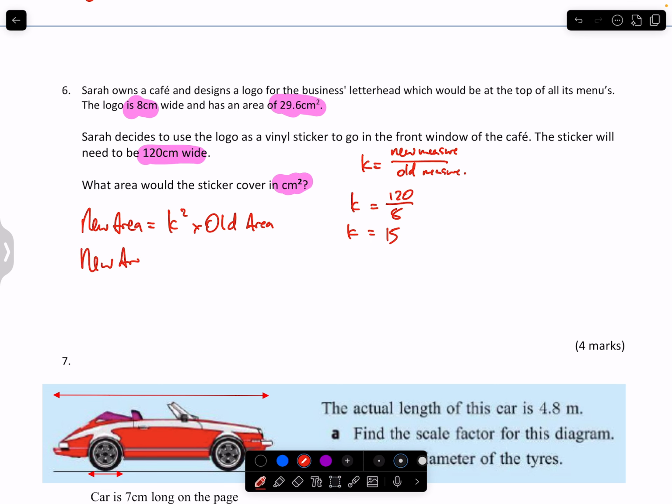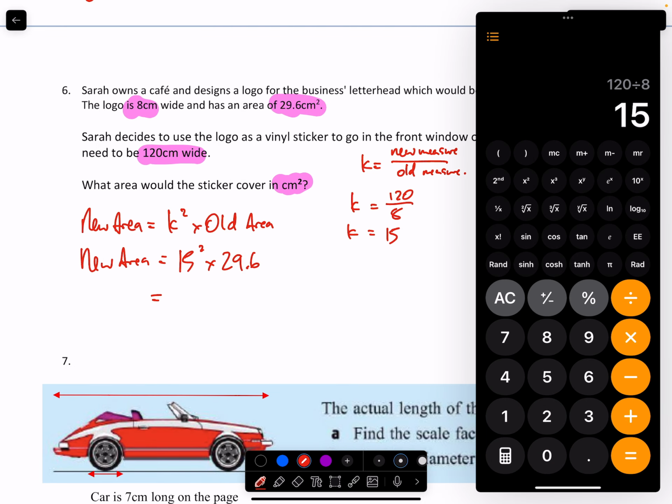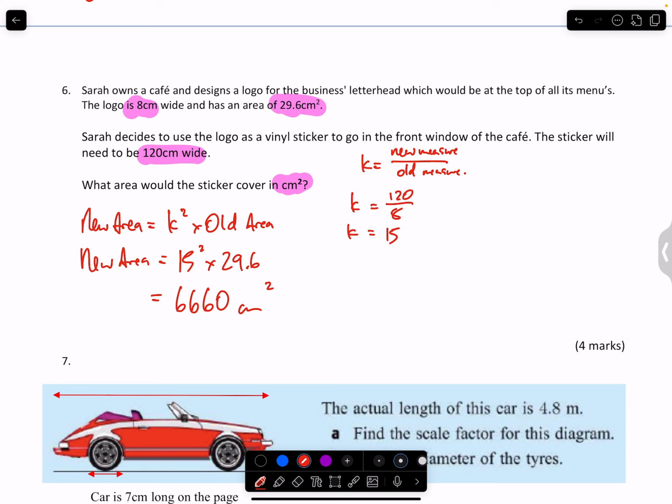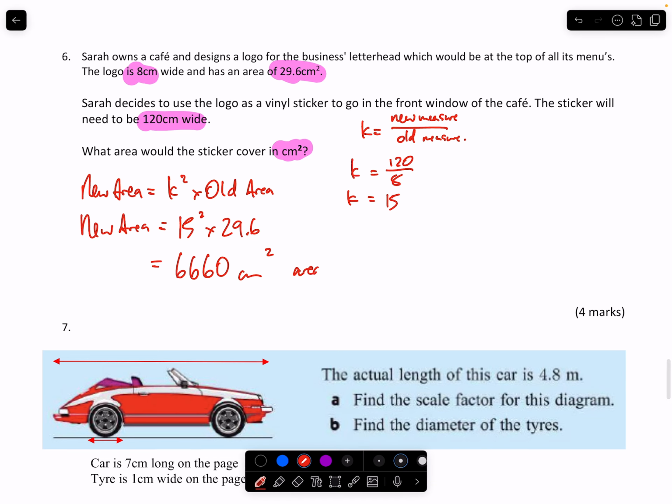New area equals K, which was 15 squared, times the old area, which was 29.6. 15 squared times 29.6, 6660. That's going to be in square centimeters. Is the area of the vinyl sticker.